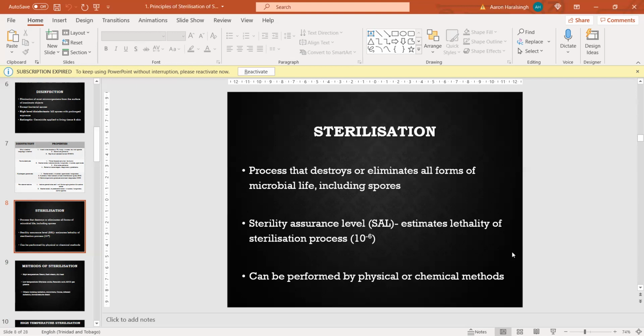And then, of course, the other method, aside from physical methods, are chemical methods. These chemical methods can be gaseous, or they can be in liquid or plasma form. So we will come to those eventually, but we're going to start with the physical methods of sterilization because this is the most common type that is encountered in the healthcare setup.